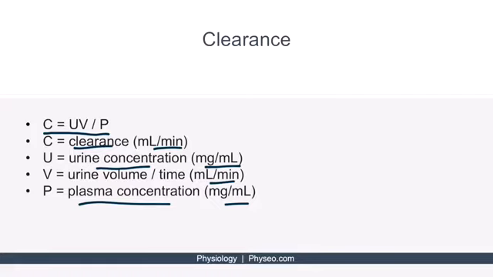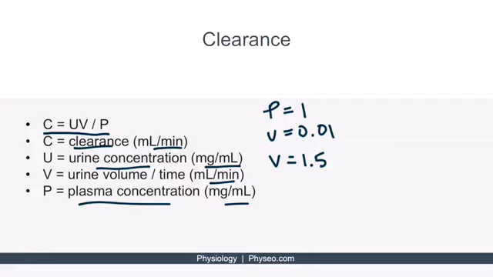Okay, let's do an example. Let's say there's a patient with a plasma glucose concentration of 1 milligram per milliliter, a urine glucose concentration of 0.01 milligram per liter, and finally a flow rate of 1.5 milliliters per minute. So in this patient, what would be the clearance of glucose?